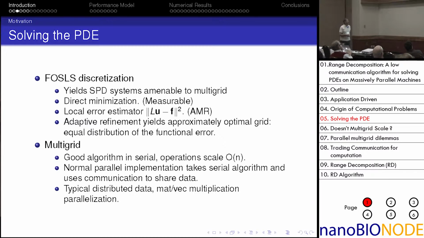Okay, multigrid. I don't have to tell you about multigrid, right? It's a good algorithm in serial. It gets you order n. Parallel implementations: there are some really terrific parallel implementations. This is a different way to parallelize things.